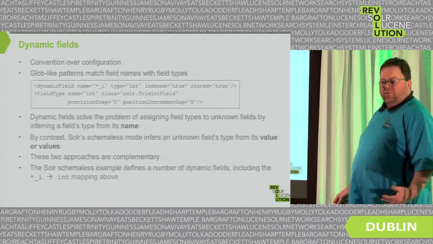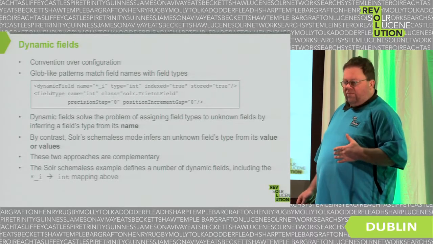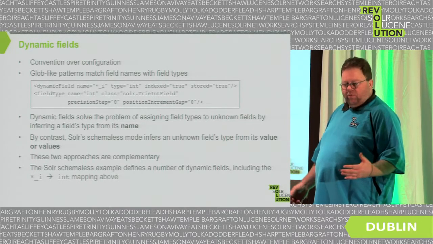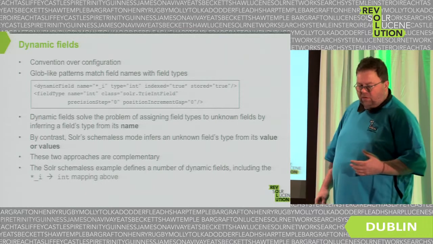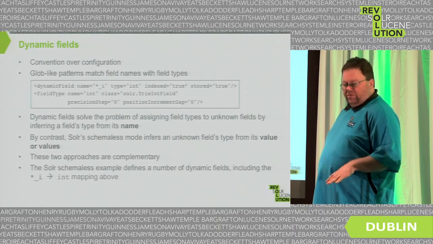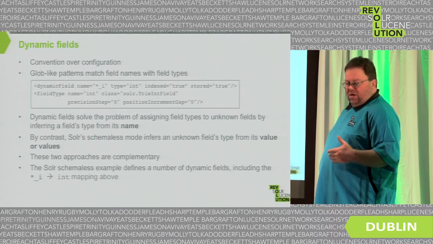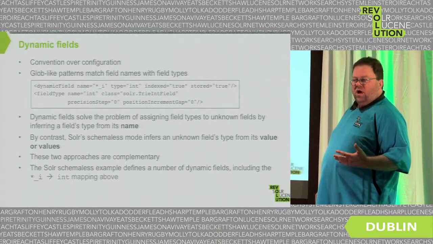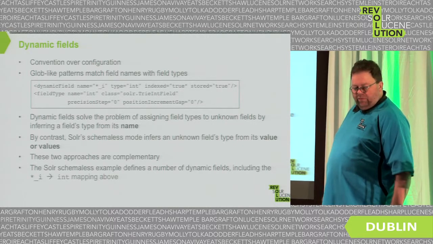So I would be remiss if I didn't discuss dynamic fields, which is a feature that Solr has had since its first public release, and probably before then as well. Yonik Seeley calls this convention over configuration. Glob-like patterns match field names with field types. There's an example there from the example schema in which any previously unseen field that has an _i at the end of its name is mapped to the int field type.